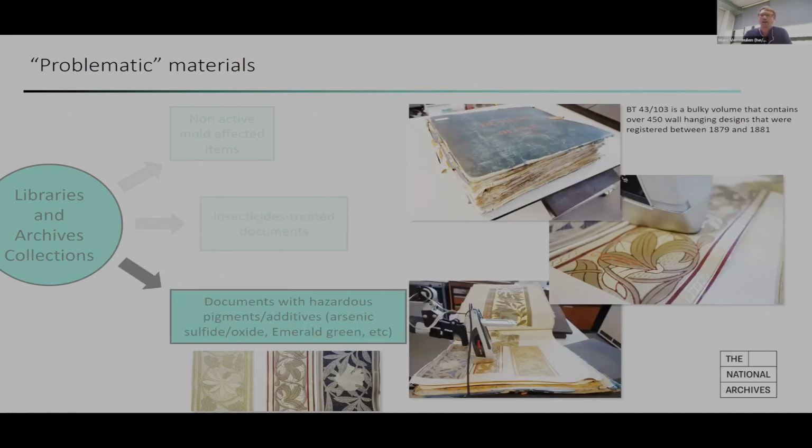Another type of document that may be seen as problematic might be documents with hazardous pigments or additives, such as arsenic sulfide, arsenic oxide, or emerald green, either used as pigments or as ways of treating the materials. This is what I'm going to be talking about today. Here I'm presenting some of the examples that we've had at the National Archives, but as I said before, I'm going to be talking about the research I've done while I was at NU Access at Northwestern University, in collaboration with Northwestern University Libraries.